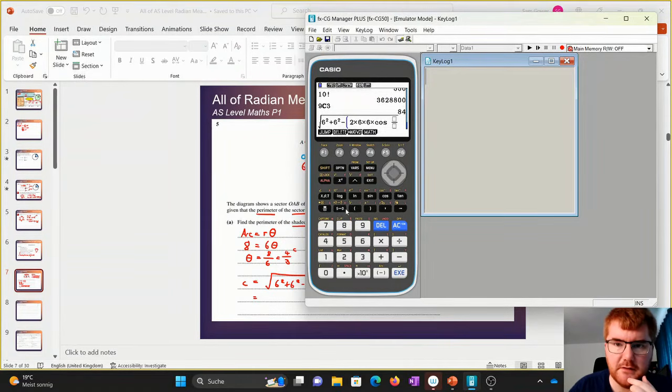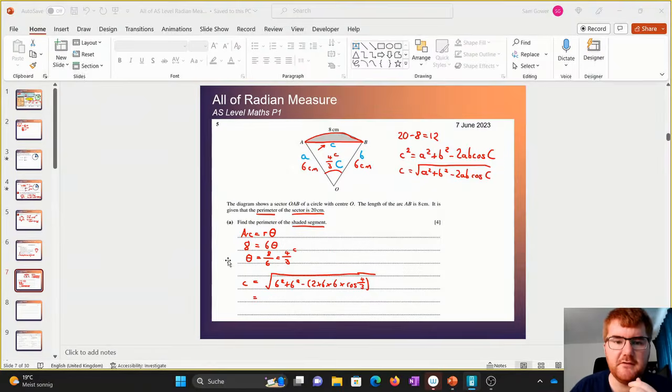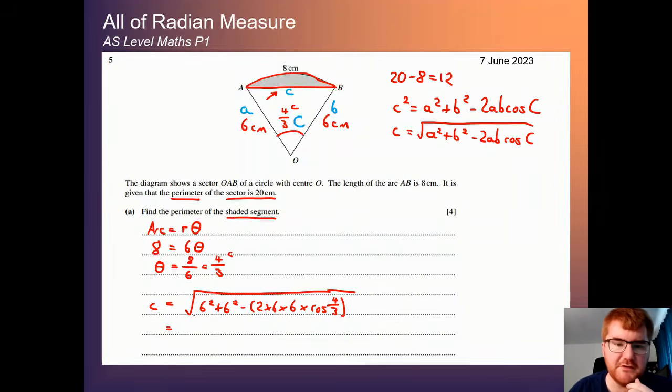And we'll go here. And it was 4/3. So 4 over 3. Close bracket, and we get our answer as 7.4204. Now the key thing is not to round it straight away here.